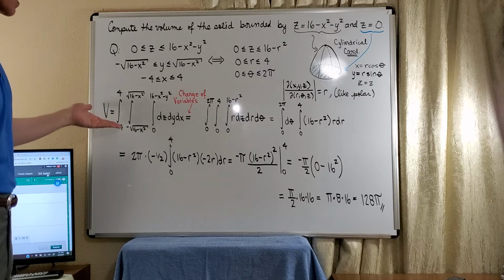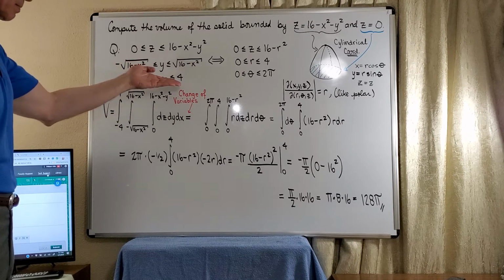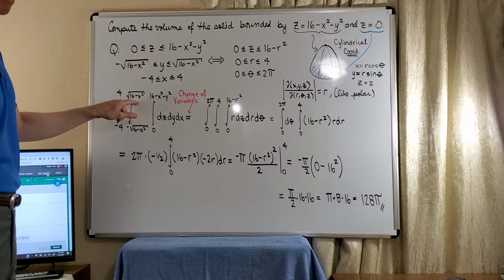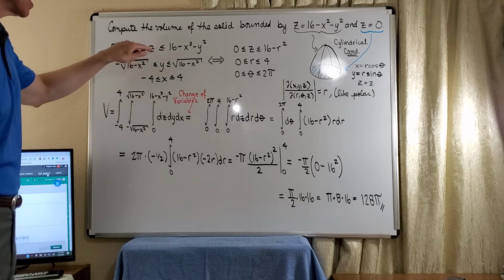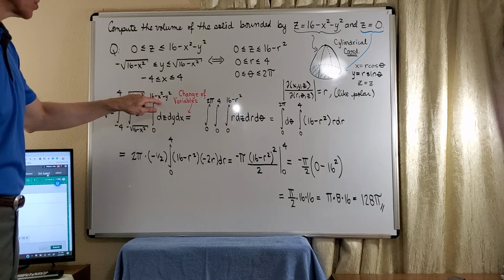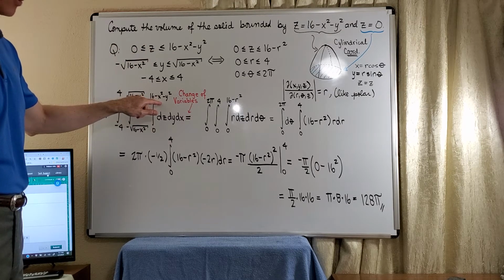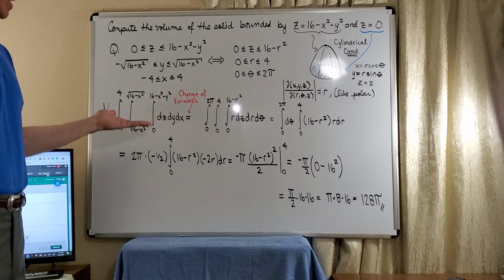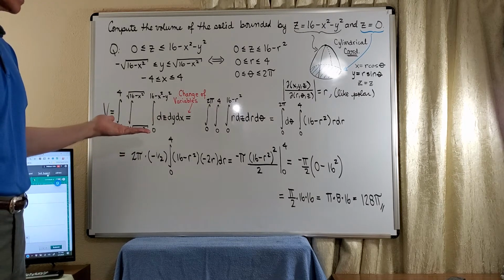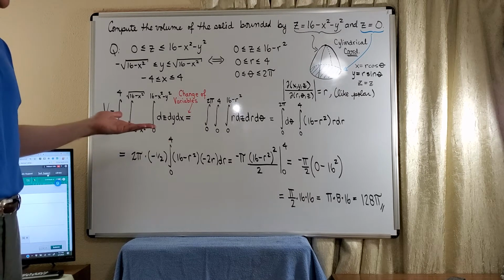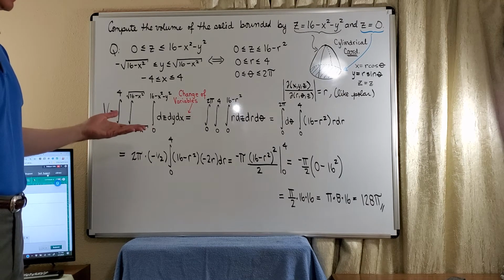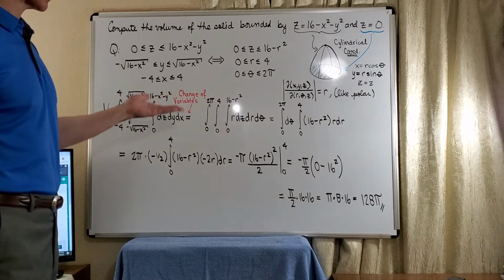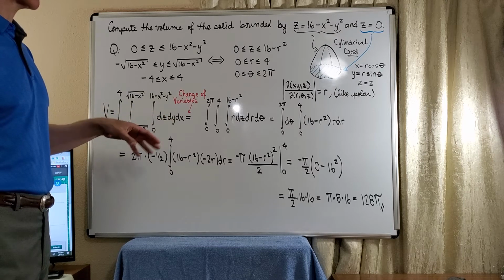Now when you look at this, again, we have the x limits, -4 to 4, the y limits, the negative radical to the positive radical, and then of course the z limits, 0 to the paraboloid, 16 minus x squared minus y squared. Now again, this integral would be quite difficult in the sense that we'd have a lot of Pythagorean integrals to compute, which would be unnecessarily difficult. So since we already know the cylindrical coordinate system, let's just remind ourselves.